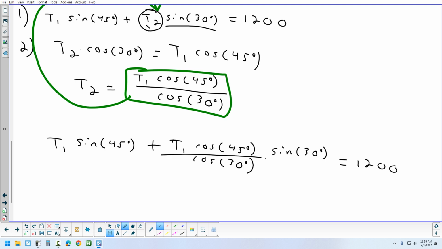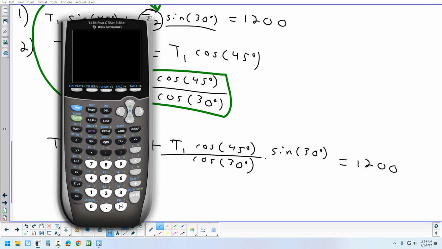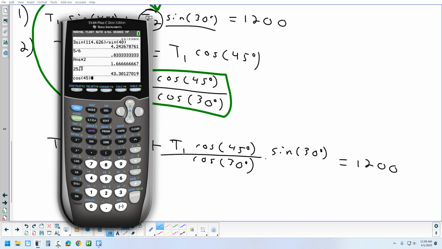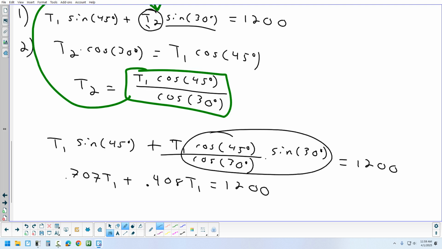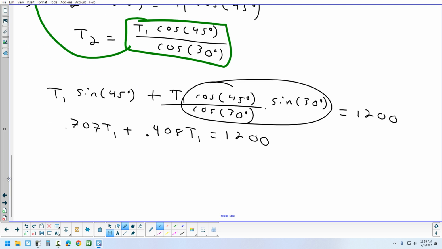All right, now I need to do that out. Okay, sine of 45 is 0.707, plus, I don't know what all that is, so I'm going to do cosine 45 times sine 30 divided by cosine 30. Okay, that is 0.408 T1. So I multiplied all of that together and divided. What would I do next on the left-hand side?